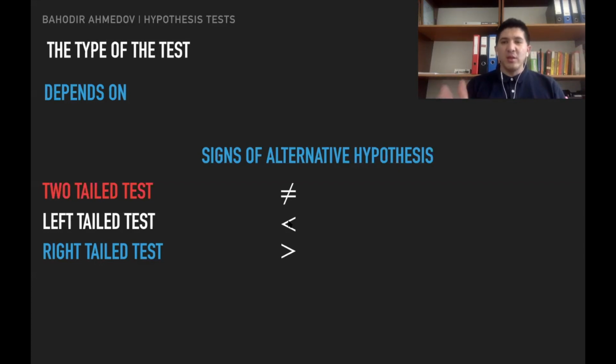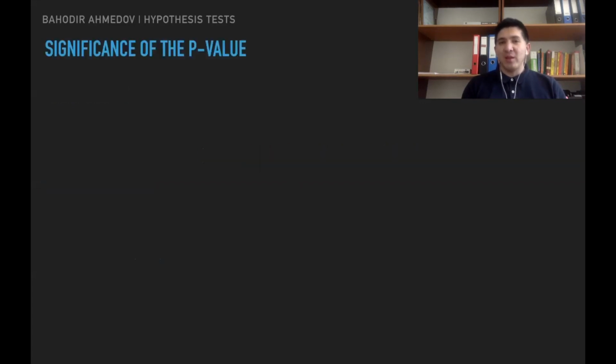So once you know what the p-value is, how do we know whether this p-value is significantly big or small?